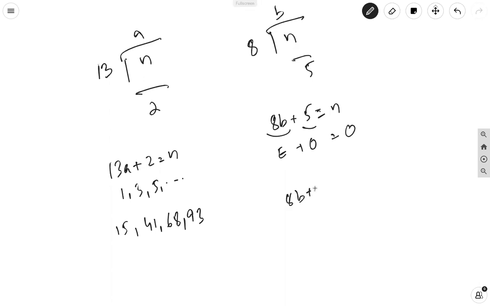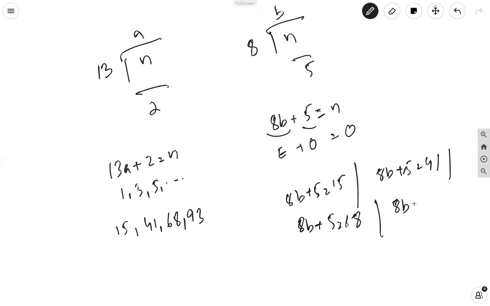So 8b plus 5 is equal to 15. In this case, b is not an integer. Next, 8b plus 5 is equal to 41. In this case, also not an integer. 8b plus 5 is equal to 68. In this case, also not an integer. But in case of 8b plus 5 is equal to 93, 8b is equal to 88 and b is an integer. So the first common term is 93.